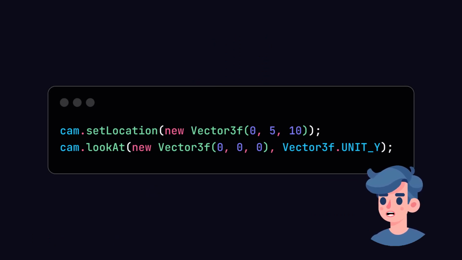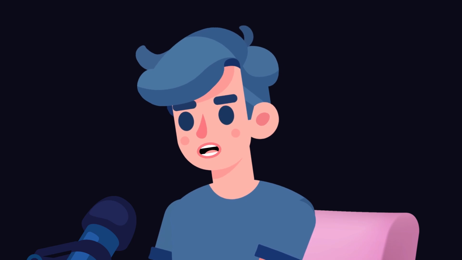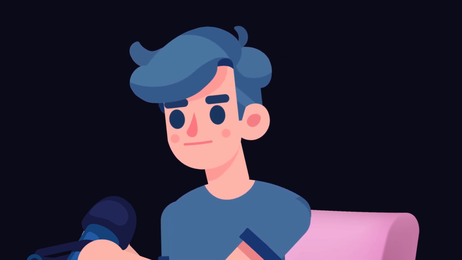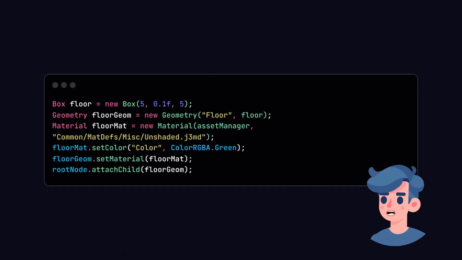Let's enhance our scene by adding a camera. To give players a better perspective of the dungeon, we will position the camera above and slightly angled towards the center. With these lines, we position the camera at 0, 5, 10, and make it look at the center of our scene. This will emulate a player's viewpoint in the dungeon. Run your application again.